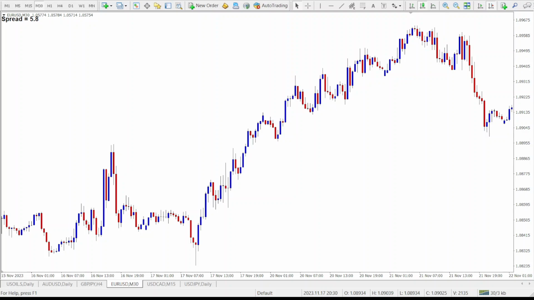So that is it for the spread indicator. It's important for those who pay close attention to spreads. But if you are not the type of trader that necessarily needs to pay close attention to spreads, then the indicator might not exactly capture your attention.